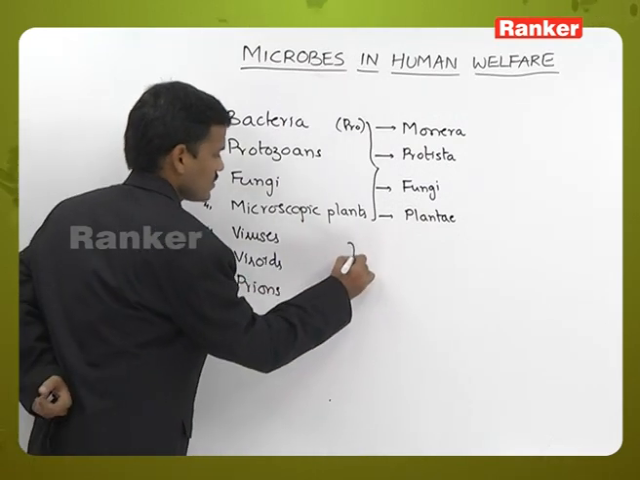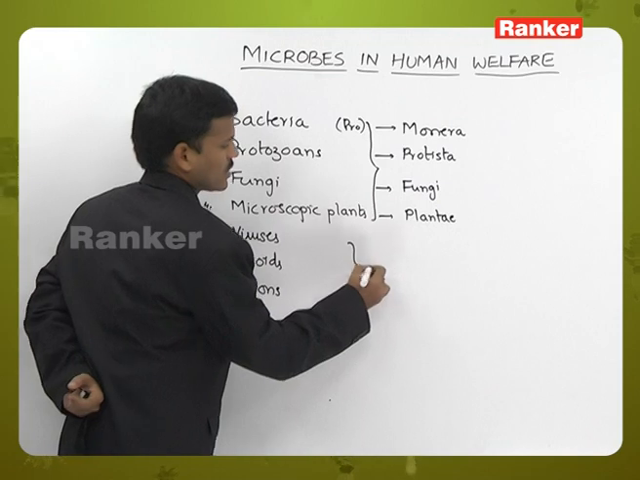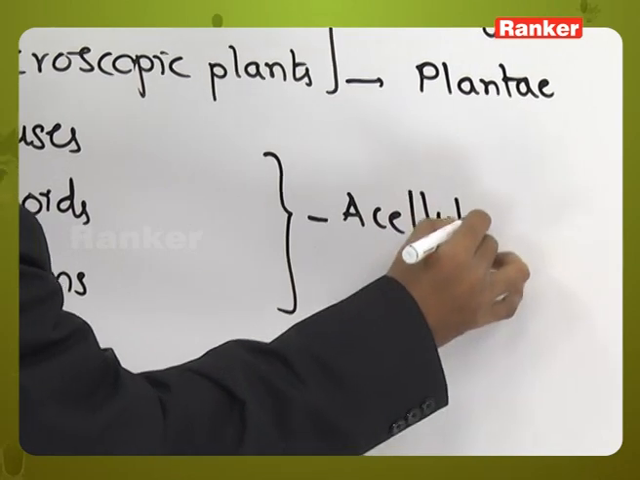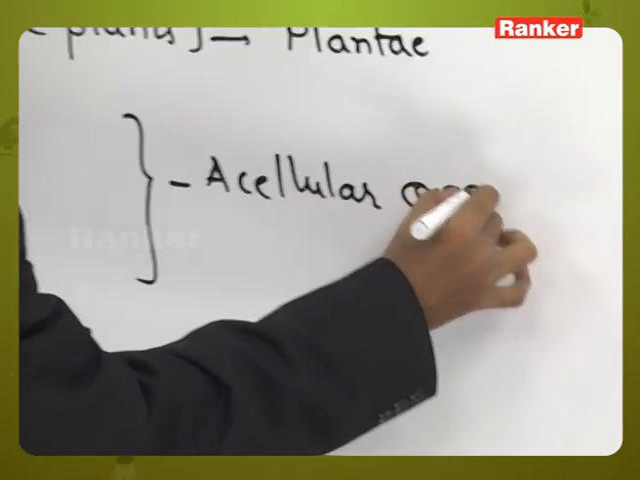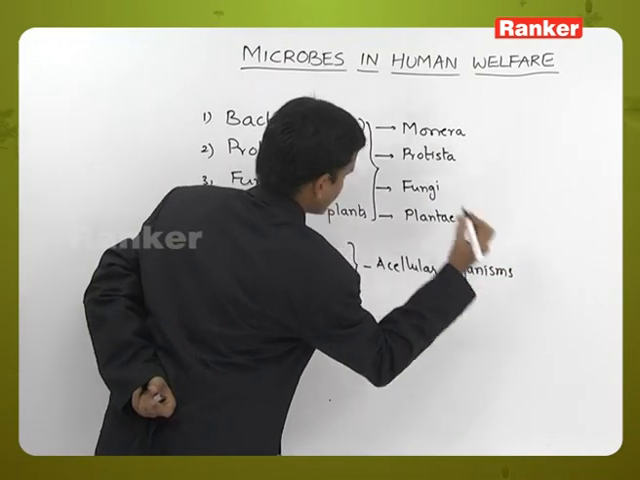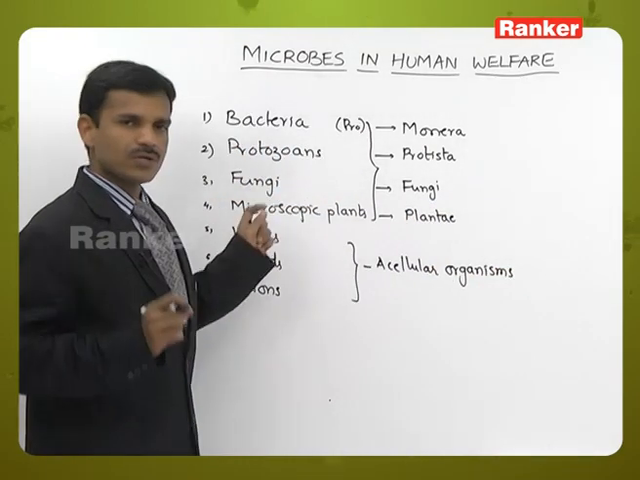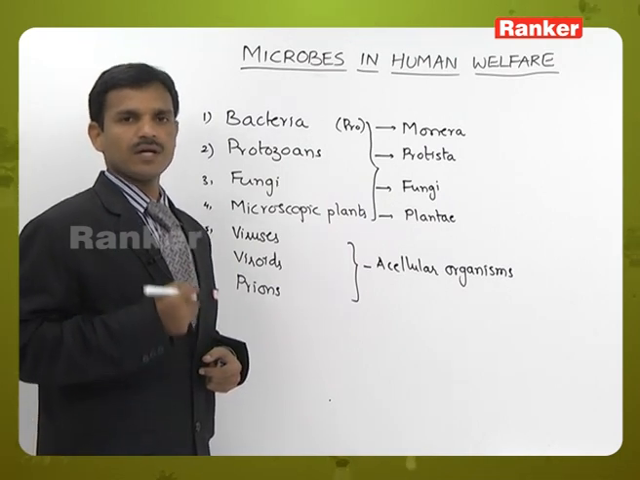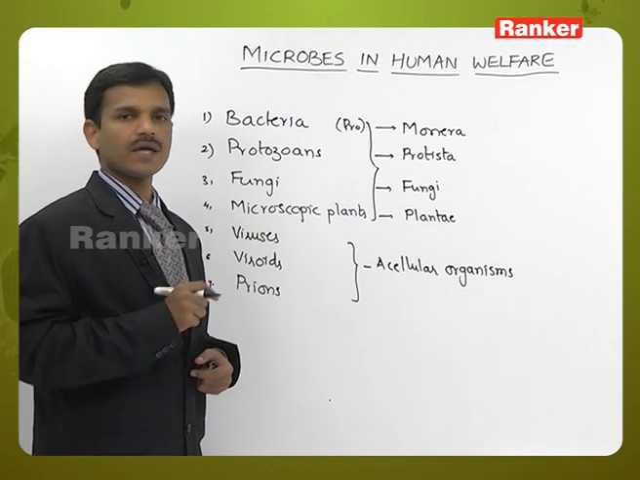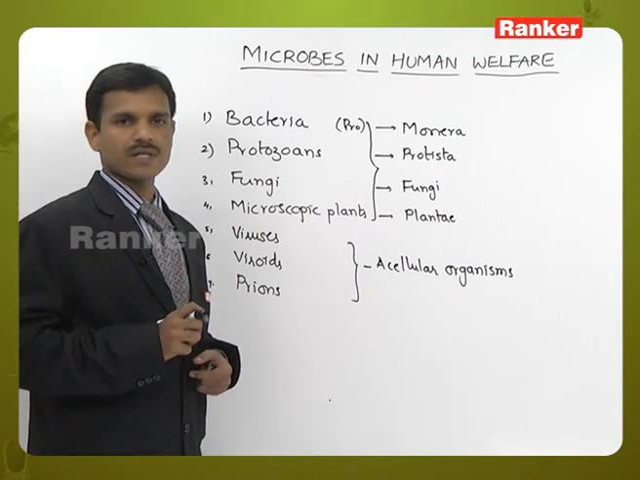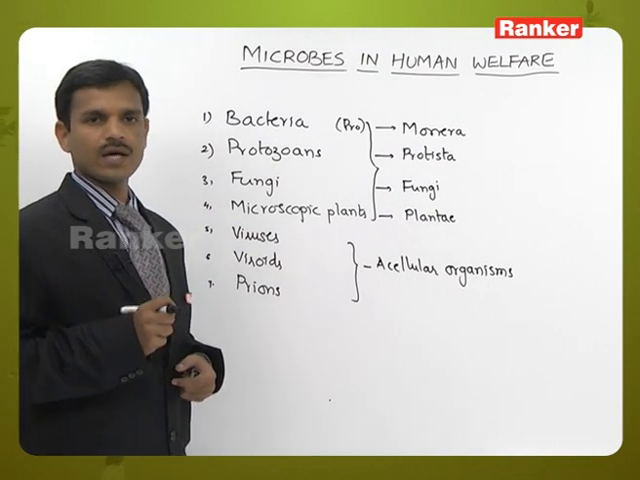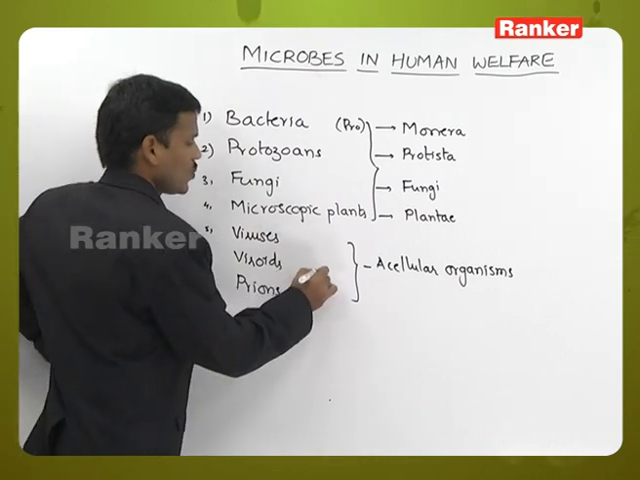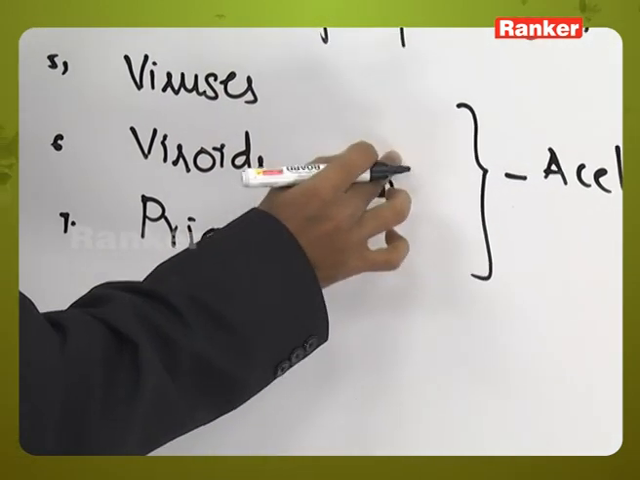Next, viruses, viroids, prions: these are acellular organisms. You know, viruses are nucleoproteins. What is a nucleoprotein? In viruses, nucleic acid is surrounded by a protein coat, or capsid. So, viruses are chemically known as nucleoproteins. Next, viroids. In viroids, only nucleic acid is present, no protein coat.